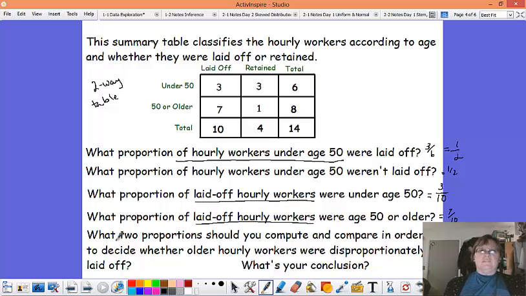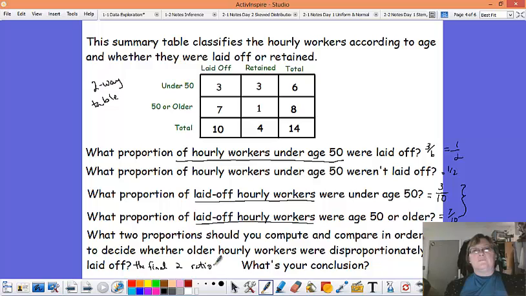And I'd love to have you think about this. Of what we've shown on top, which 2 proportions should you use and compare if you want to decide whether older hourly workers were laid off in a disproportionate way? I know what I'm thinking. Laid off is the key to me in that. And so I'm thinking that the 2 ratios we should look at are these 2 that we just computed. These will tell us whether folks who were older were laid off. So it's the final 2 proportions I'm going to put here, the last 2.